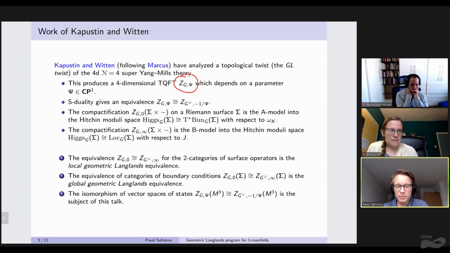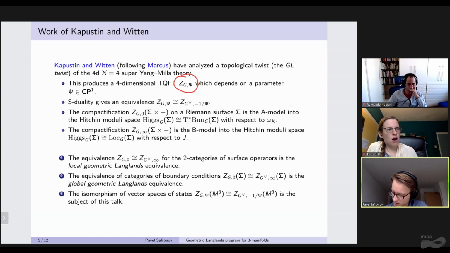The 4-dimensional maximally supersymmetric Yang-Mills theory has an S-duality. And this S-duality gives you some equivalence of these topological field theories. You can unpack what this means for these particular topological field theories. And you see that the 4-dimensional TQFT for the group G and parameter psi should be equivalent to the theory for the Langlands dual group, G check, and parameter -1 over psi. Okay, so this will be very important in the future. And this is exactly how you see Langlands duality appearing.